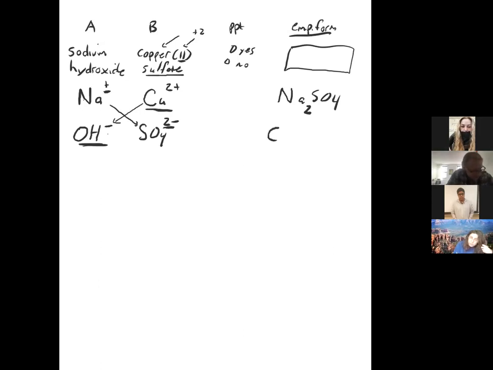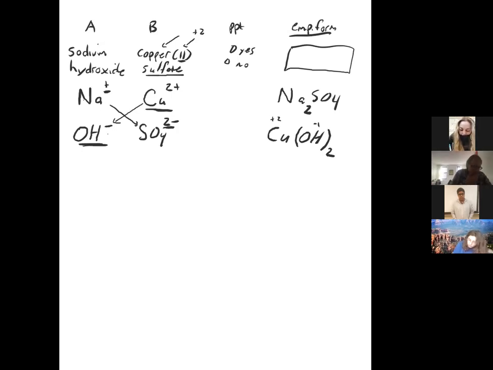So remember, you write the metal first, then the nonmetal. But since this one's -1 and this one's +2, we need 2 of the -1s. So if it's a polyatomic ion, you've got to write the parentheses as well. Okay, so there's your formulas. Now we need to determine based on the solubility guidelines.